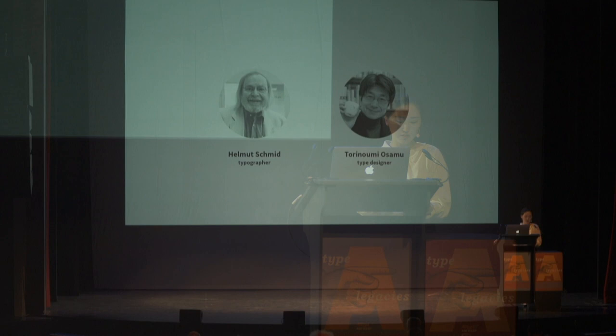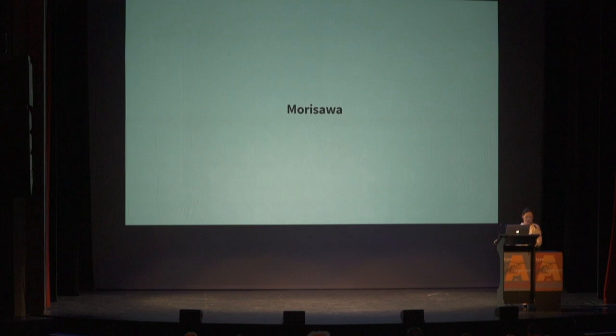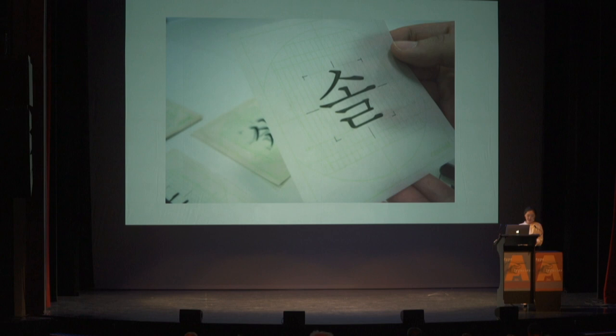But again, there is no one and no research on who introduced Choi's drawings. But I visited Japan to find them, and my great teachers in Japan helped me a lot. Helmut Schmidt, who was my great teacher, introduced me to Torinomi Osamu, who is also a great type designer in Japan. And he gave a call to Morisawa. It was a long story, but by all means, I found them at Morisawa in Osaka. Like this. So again, I thank my teachers and Morisawa.